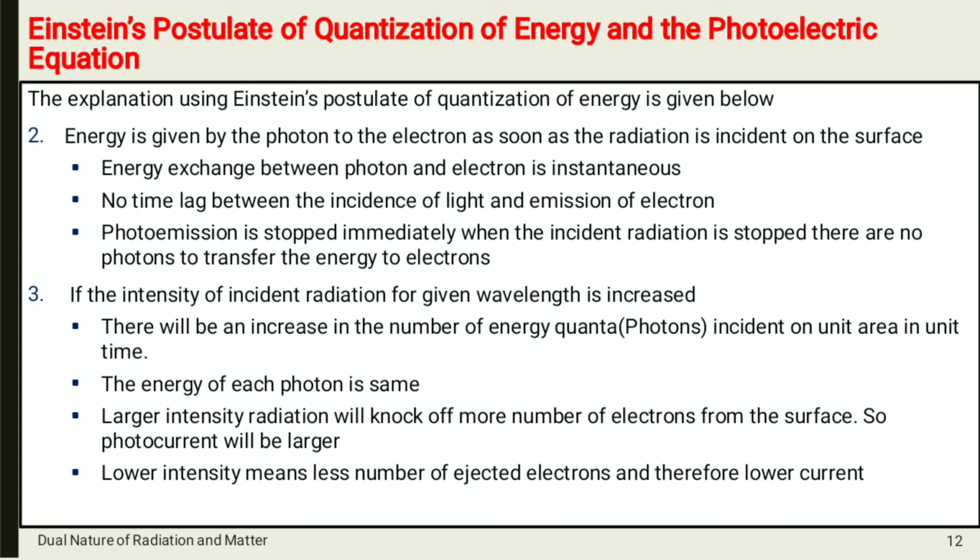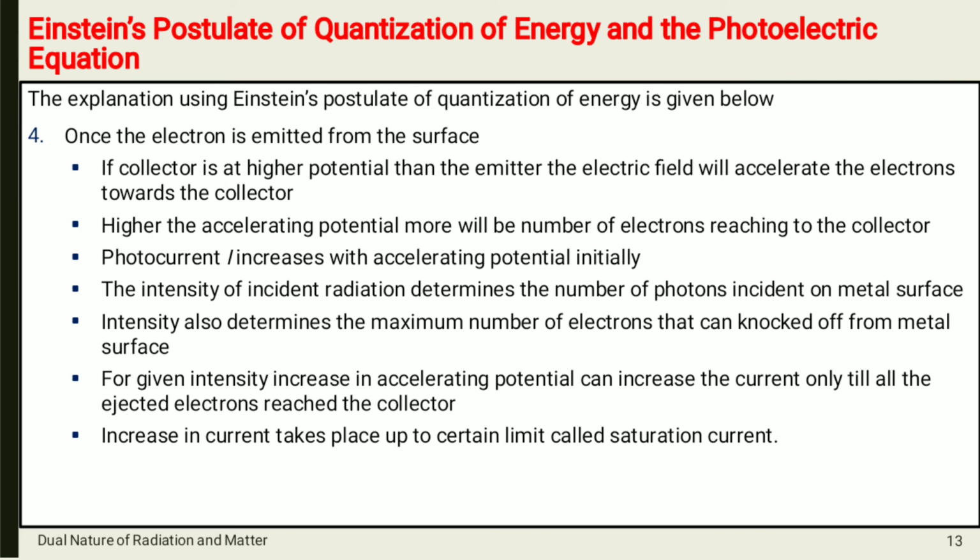If the number of photons incident on the metal surface increases, what will happen? More electrons will eject out from the metal surface. So photocurrent will be larger. Lower intensity means fewer ejected electrons and therefore low current.